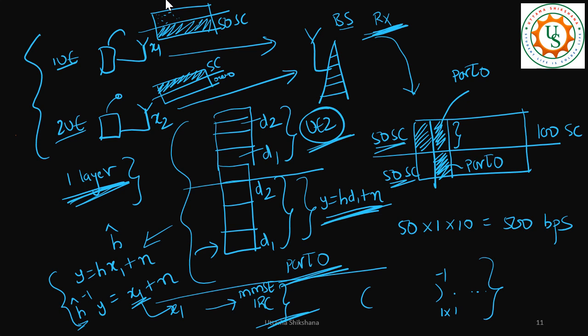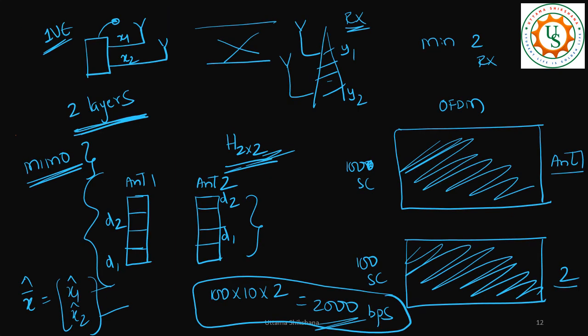So the question here is, why can't UV number 1 and UV number 2 go for full subcarrier allocations and get 1000 bits per second for UV2 and 1000 bits per second for UV number 1? That particular thought appeared based on the two layer concept, because in two layers we are able to transmit x1 and x2 on the complete 100 subcarriers and we are able to get 2000 bits per second, right?